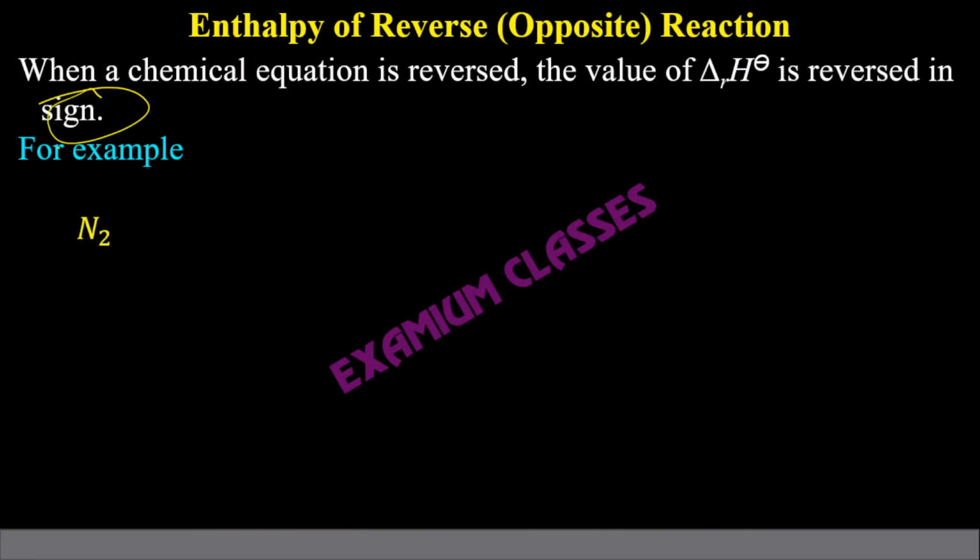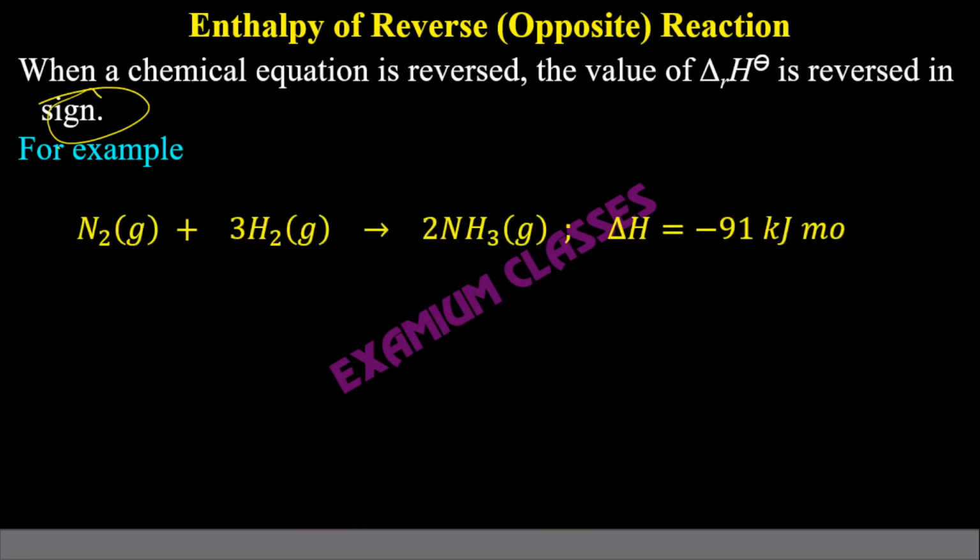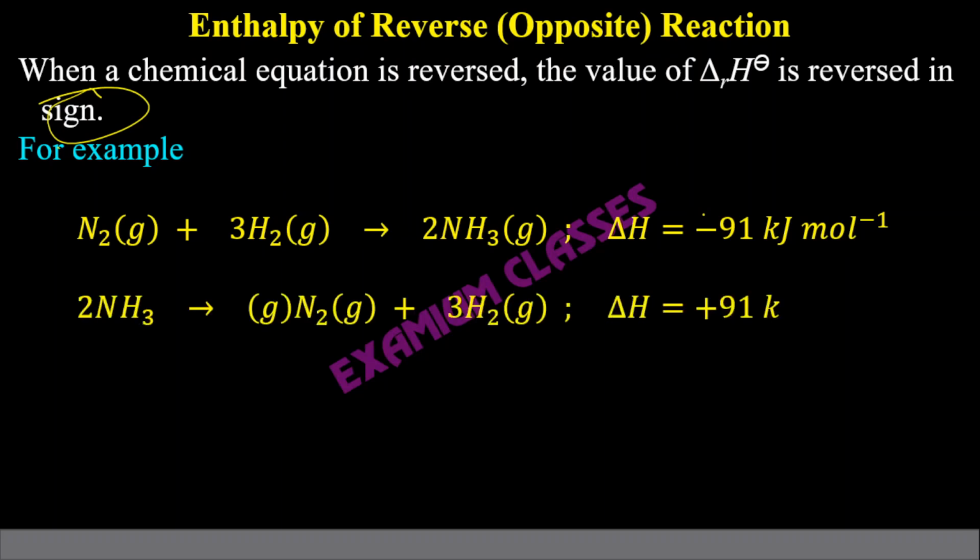Suppose this is the enthalpy of the reaction for the formation of ammonia. Remember, it is not for 1 mole, so it is not the enthalpy of formation, because it is 2 moles, but yes, it is the enthalpy of this reaction, whatever is given. Now suppose you have the reverse reaction, ammonia dissociates into nitrogen and hydrogen. It is opposite, so it will be plus 91. So whenever you see the reverse reaction, you change the sign.